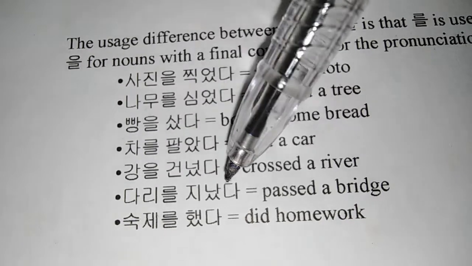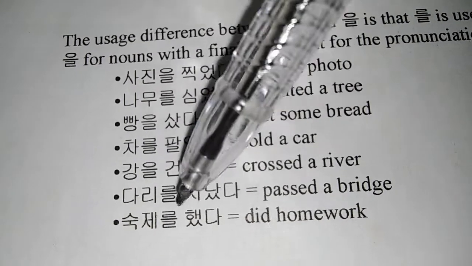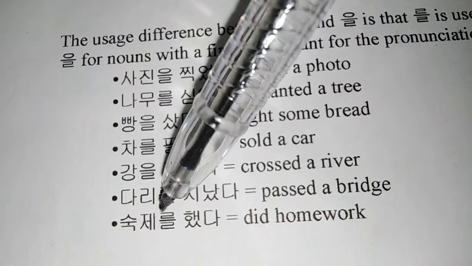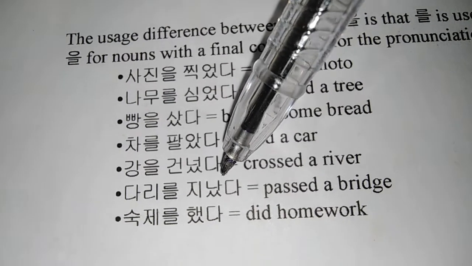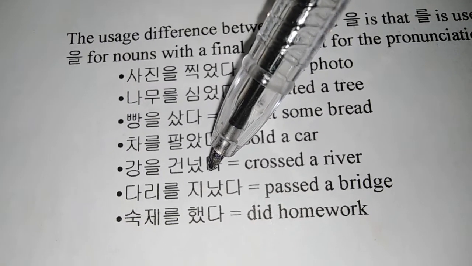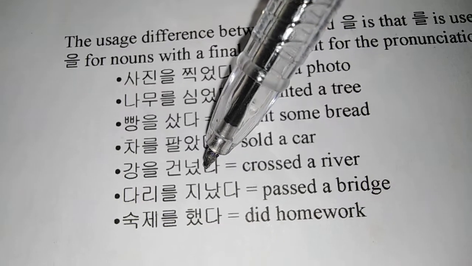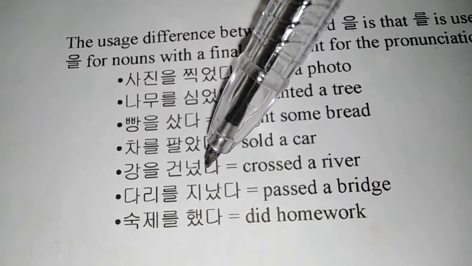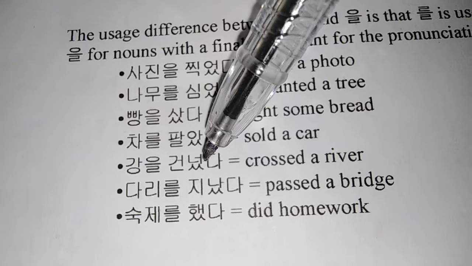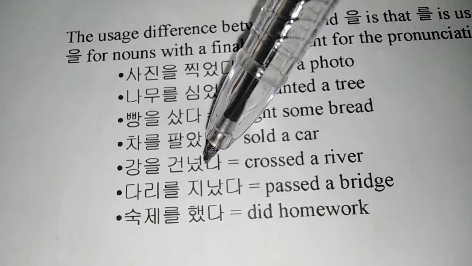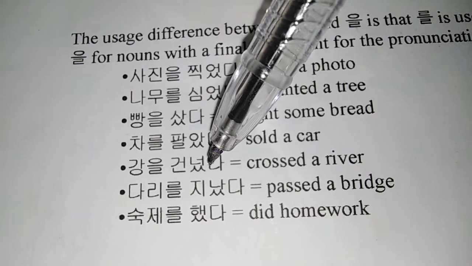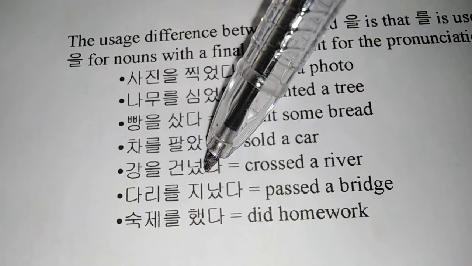So Dari jinatta. Sukje. Sukje means homework. Sukjere hetta. Hada means do. Hada's past tense or kwago shije is hetta. Hada and hetta are two verbs. I mean, it's the same verb. It's just different forms. So hada is a verb you would see very, very frequently.